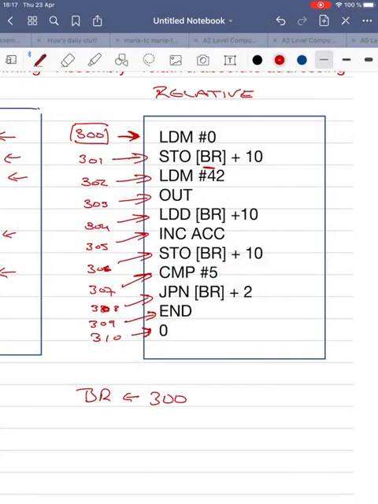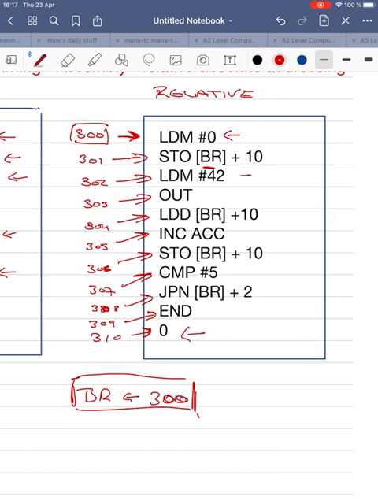Okay, so we start again. So again, this stores 0 in the accumulator. At this moment we don't actually need a reference because we're just copying a value into the accumulator. The accumulator is always the accumulator and is always the same place in the CPU or in the processor. Then we have to store that value, and we store that value with the base register, which is 300, plus 10, which is 310. So we store that value in here.